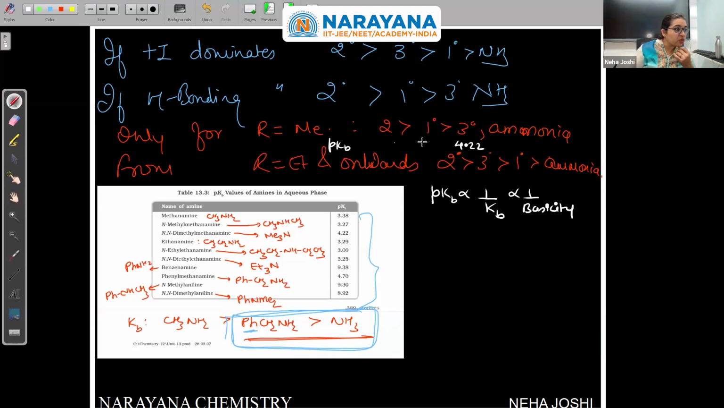Me2NH. Again, I would say it is not very appropriate to go by this method, as the carbons are changing. They should somehow be quite isomeric. Then it is better to say, but okay, let's continue. This is 3.27 and for 1 degree it is 3.38. So 2 degree, then 1 degree, then 3 degree. As we said, inverse is the relationship.